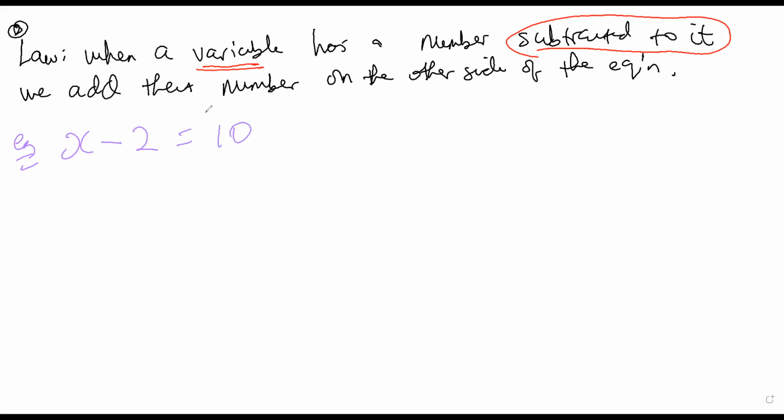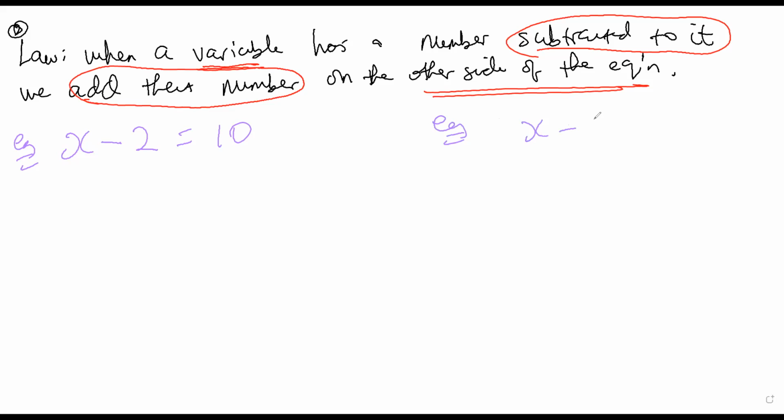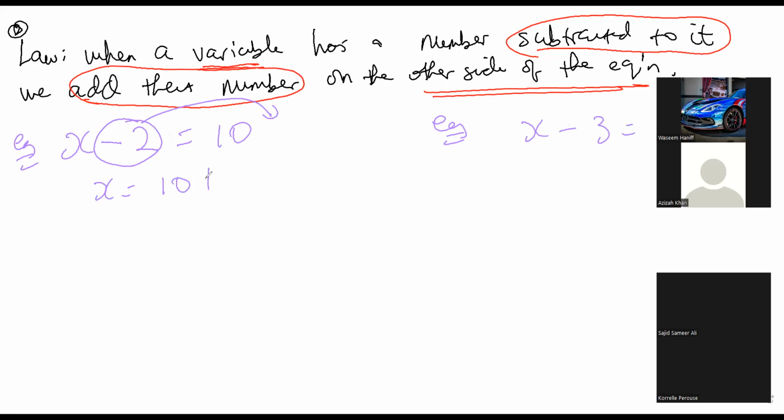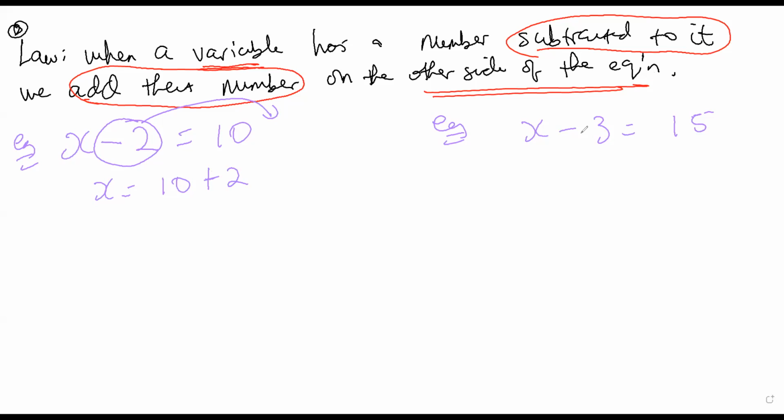Good. To solve this equation, we're going to add that number on the other side of the equation. We're going to look at a few examples here. In all these examples you're going to see we have a variable with a number subtracted to it. So what are we going to do with this number? We're going to add this number on the other side of the equation. x is equal to 10 plus 2.